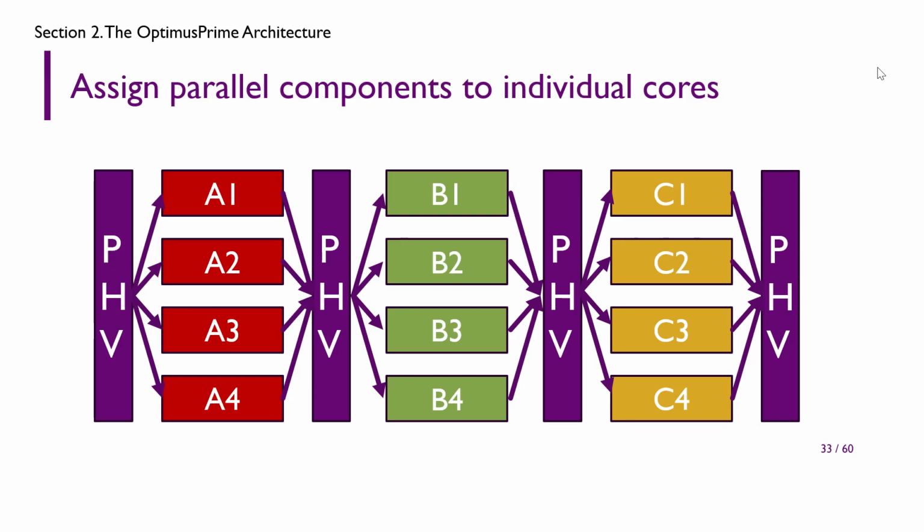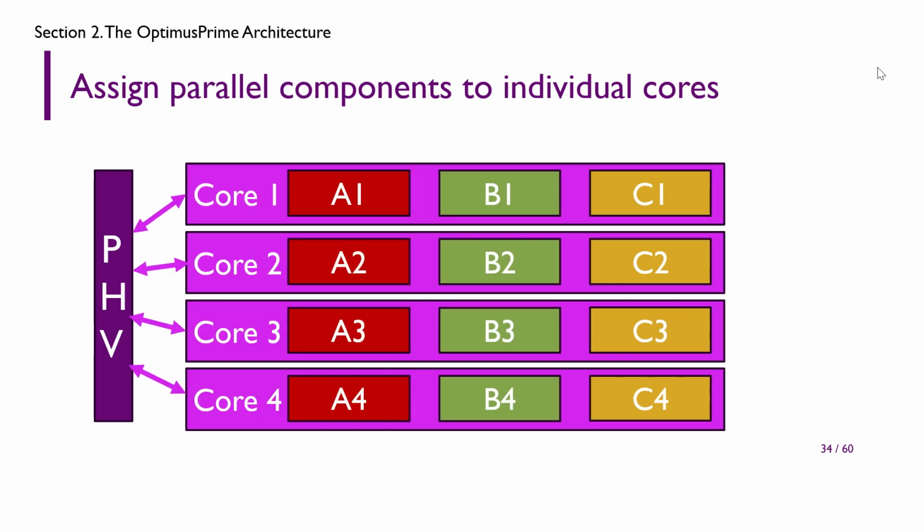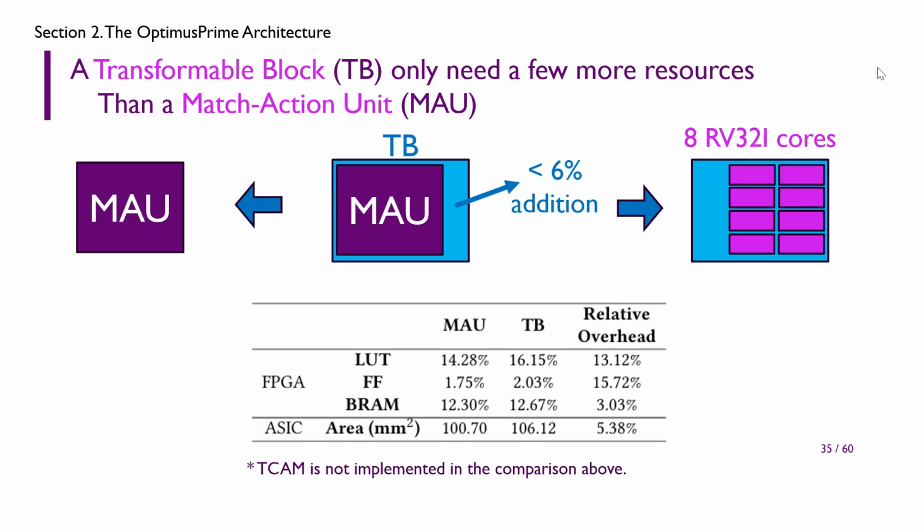It is worth noting that there are multiple function units of the same function in a pipeline to achieve parallelism. When we transform the pipeline stage to an RTC processor, the core bits can be assigned to individual cores. In our experiment, a MAU with a similar specification to Tofino can be transformed into 8 RISC-V cores, and a transformable block is reported to consume only less than 6% of additional resources.